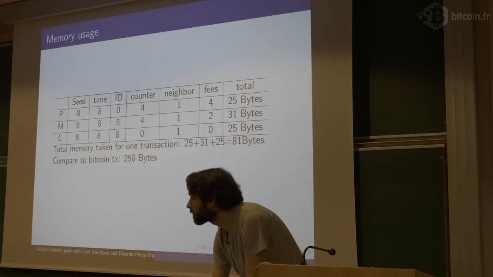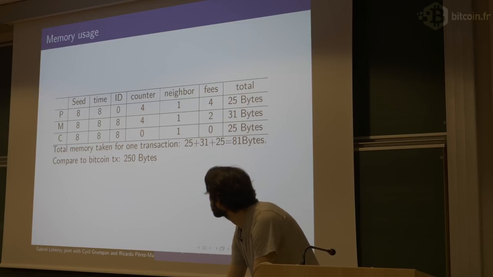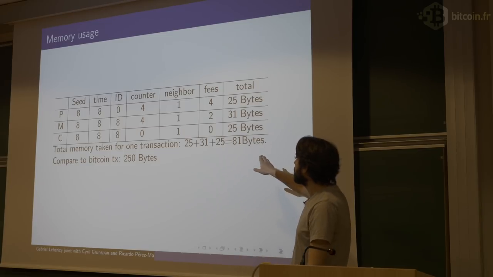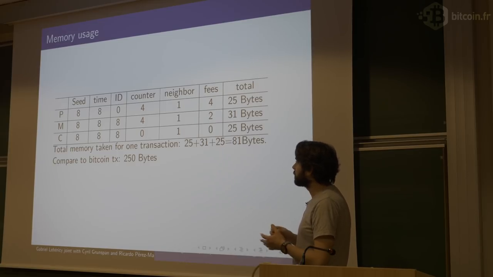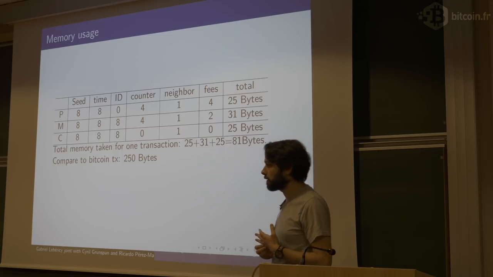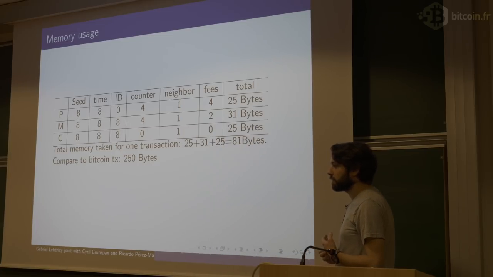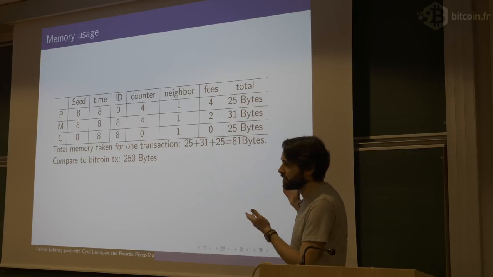On average, it's much less, closer to 50 bytes. The number of match seeds is much smaller than the total. So this number here is an upper bound for one node, for one routing task. Not every node will have to store 81 bytes of data for one routing task. In general, it would be less than that.